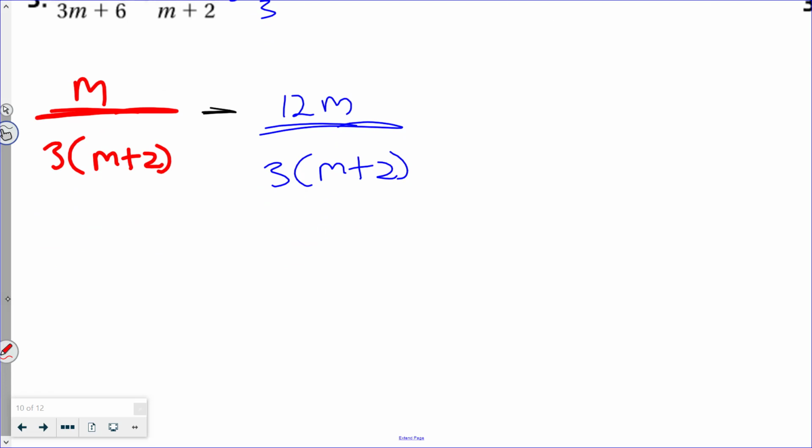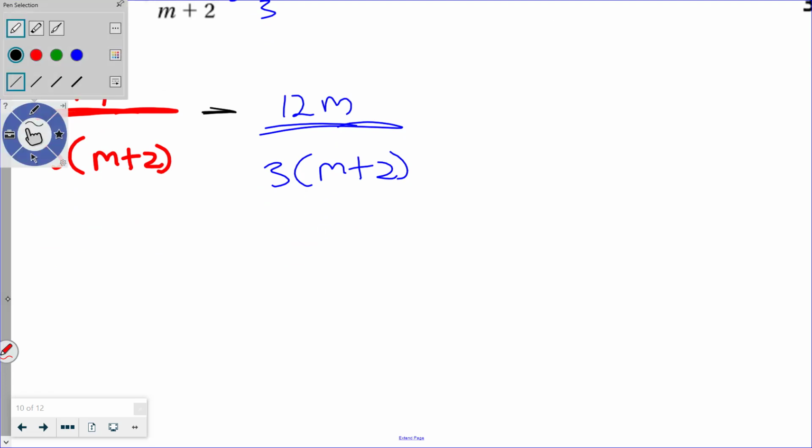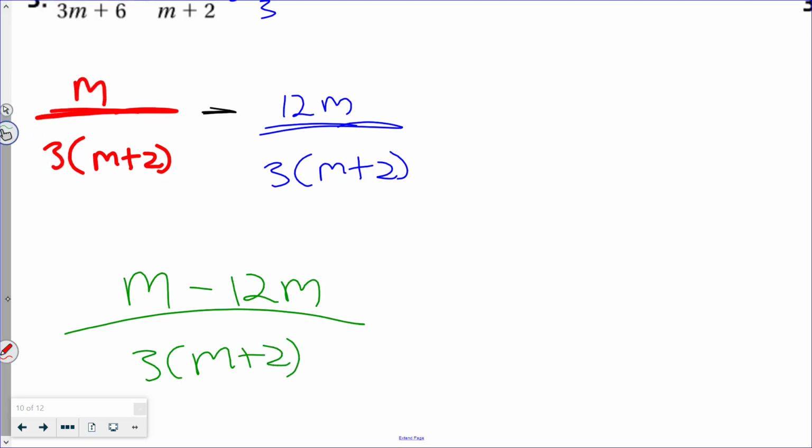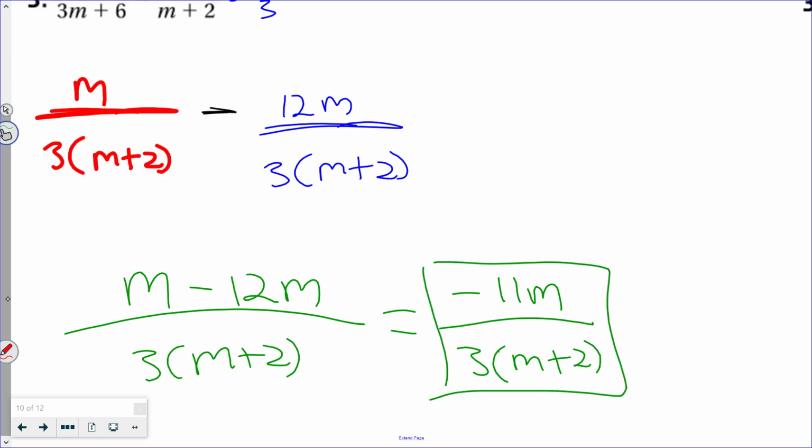All right, now that the denominators are the same, you could just do m minus 12m in your numerator, and your denominator is 3 times m plus 2 or 3m plus 6. Both are correct. Combine like terms in the numerator. This is a negative 11m over 3 times m plus 2. This is fine, or you could write 3m plus 6. Either one is fine.